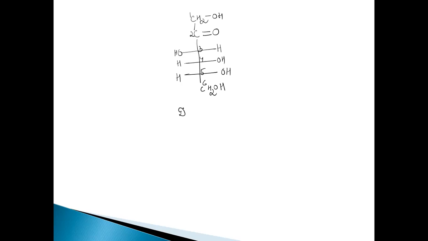This is D configuration, because at the bottommost chiral carbon atom, the one attached to CH2OH, we have H on the left hand side. With reference to glyceraldehyde, this is the D configuration. The optical rotation is such that it rotates the plane polarized light towards the left, so it is levorotatory, denoted by the minus sign here. So this is how you denote D minus fructose.